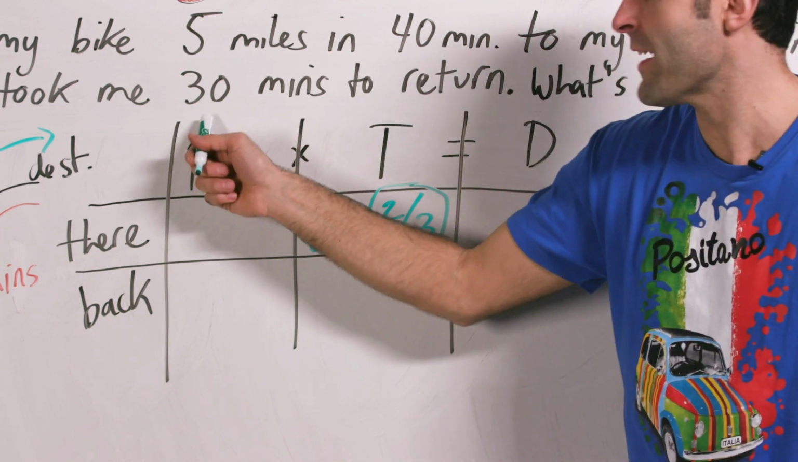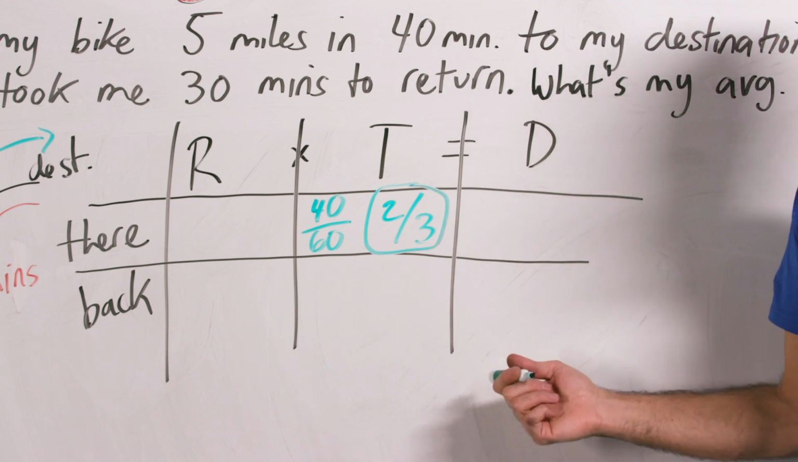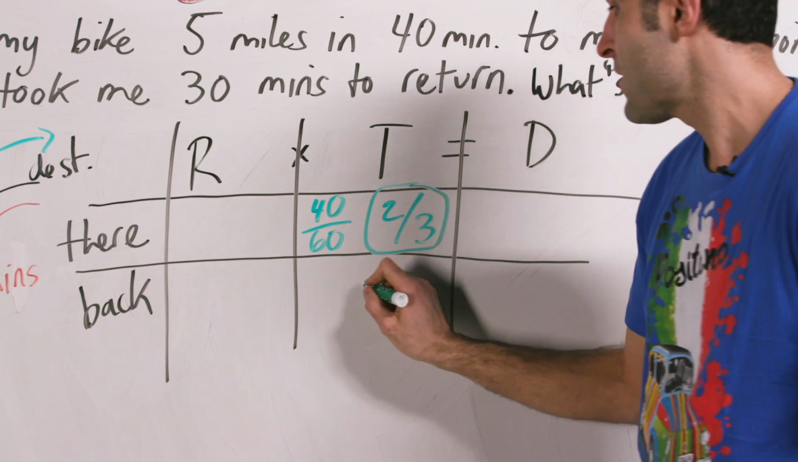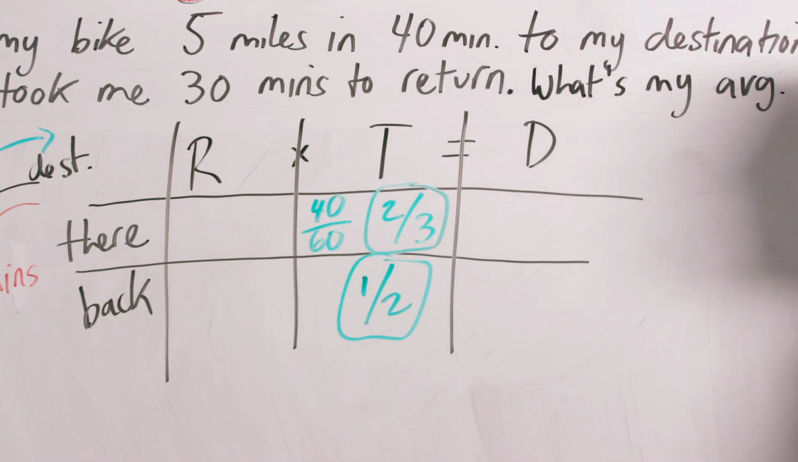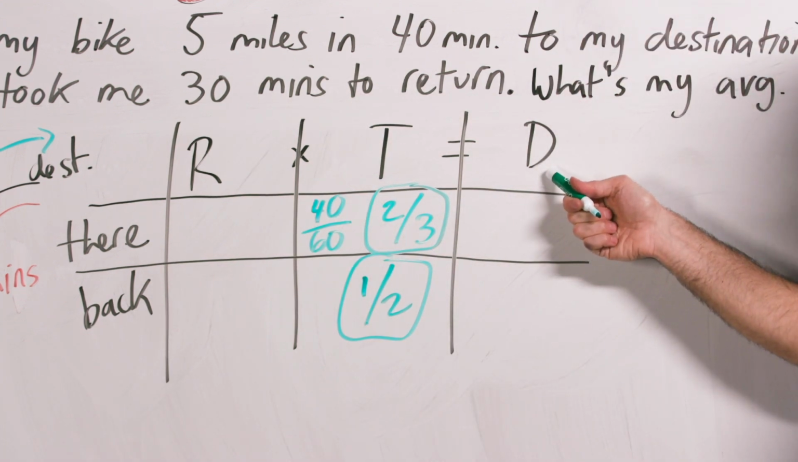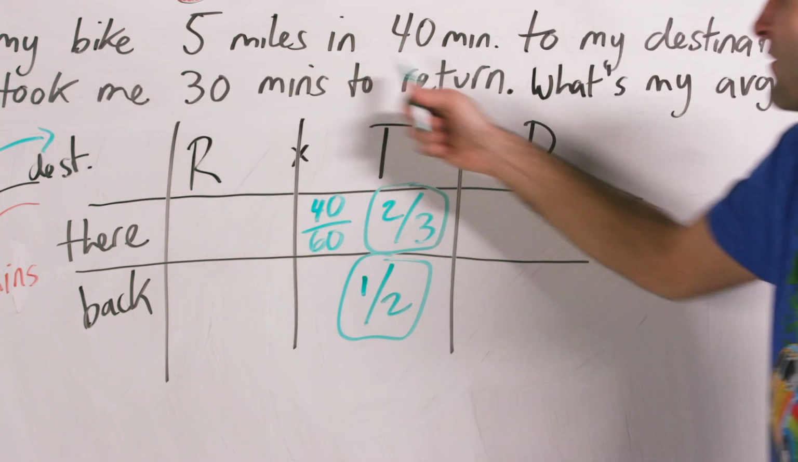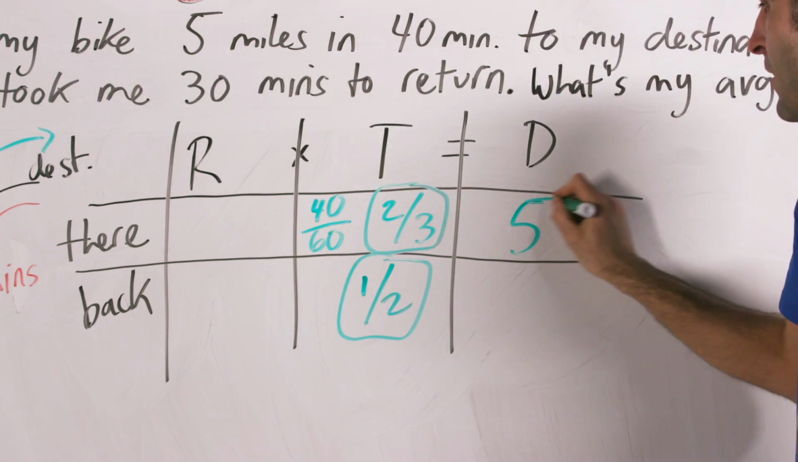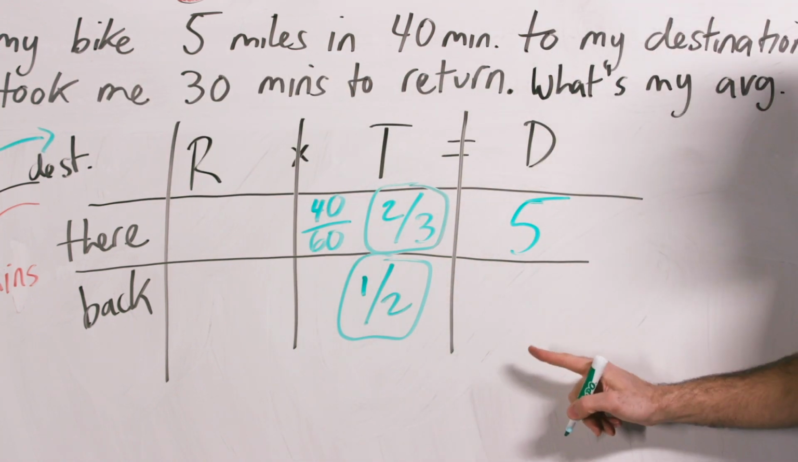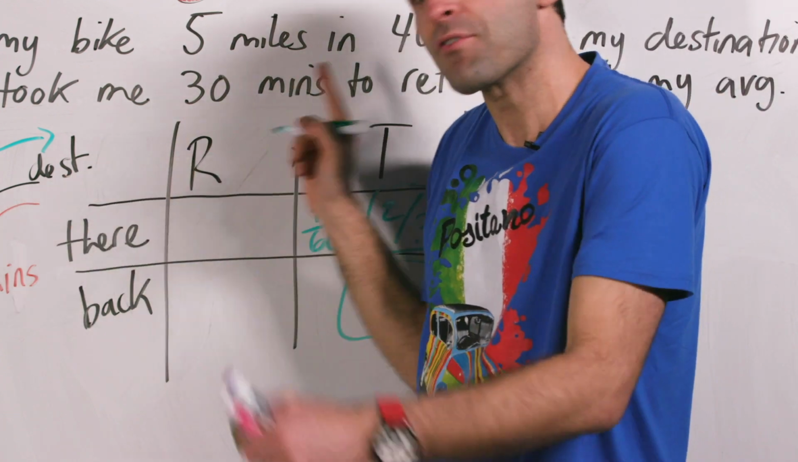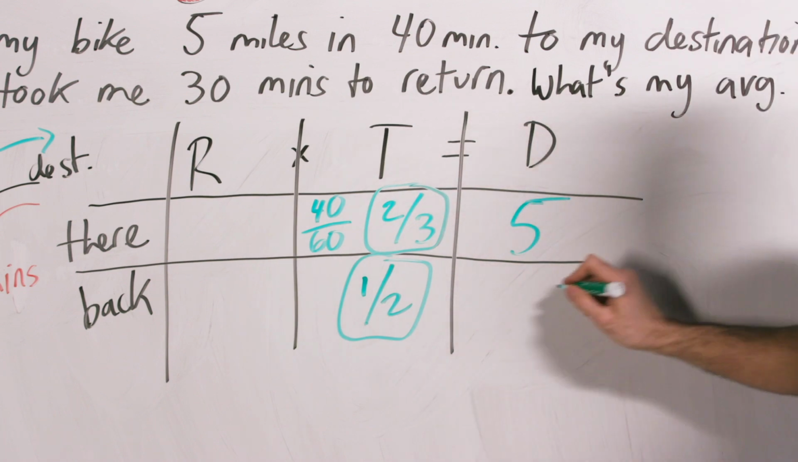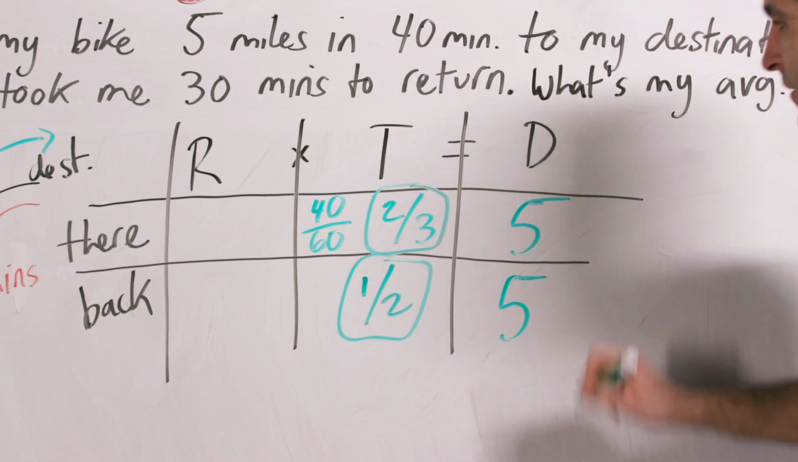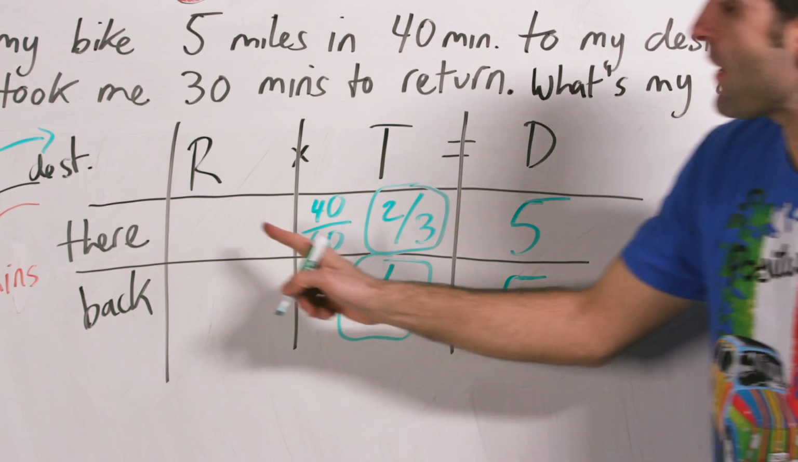30 minutes on the way back. It's a little more straightforward. 30 minutes is half an hour. So I could put 1/2 here. Let's box it so we can see it. Okay. What else do we know? Boom. I know distance. 5 miles there. Did our destination magically become farther away when it's time to go back home? No. 5.